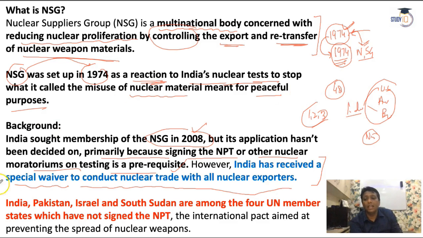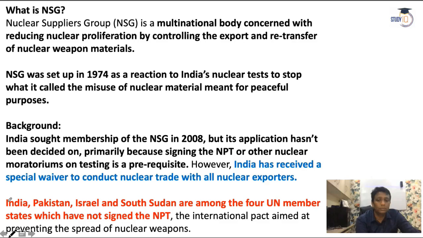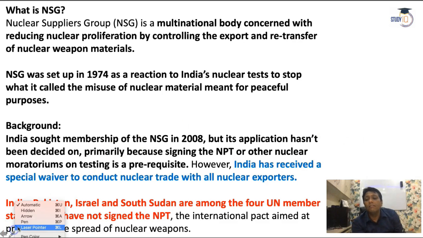Another thing, guys: India, Pakistan, Israel, South Sudan. These are the 4 UN member states that still have not signed the NPT. This is the reason China and other countries force India: you go and become a member of the NPT, later on I will open the door to membership for the NSG. Now the question is, one more thing I could not discuss here. What will be the benefit India has when India becomes a member of the NSG? Why is India trying to be a member of the NSG?